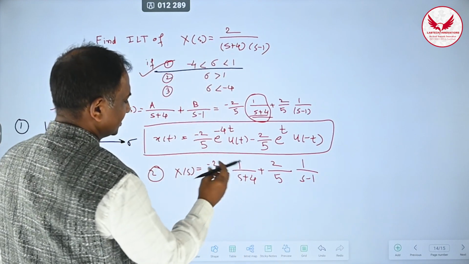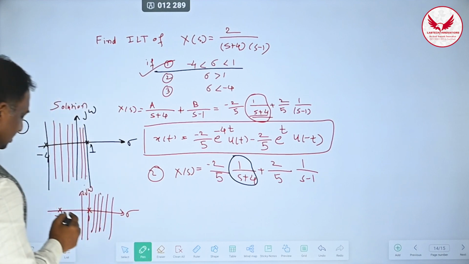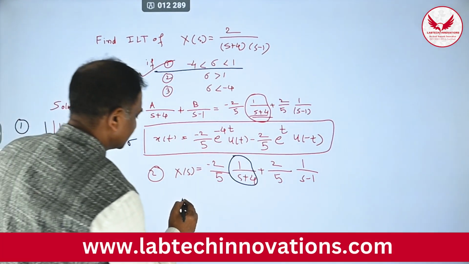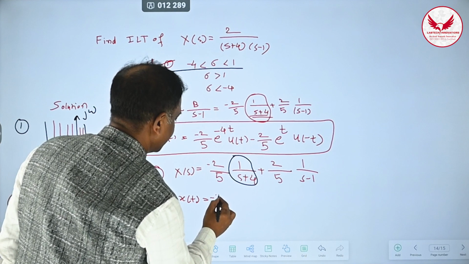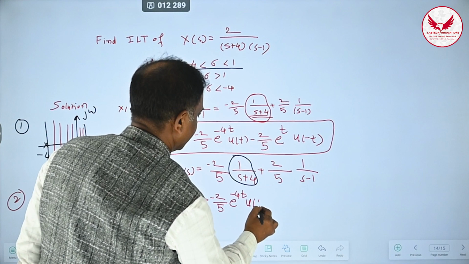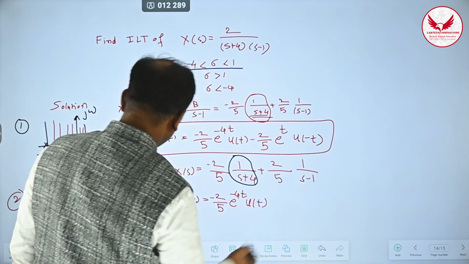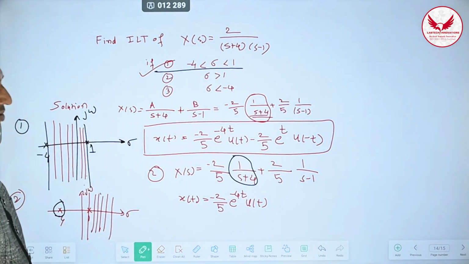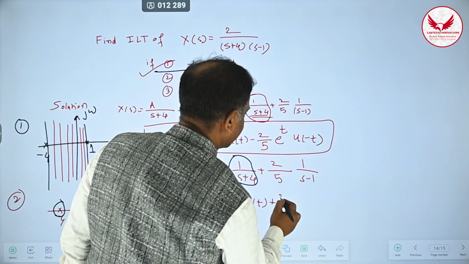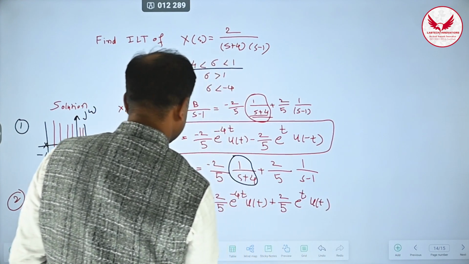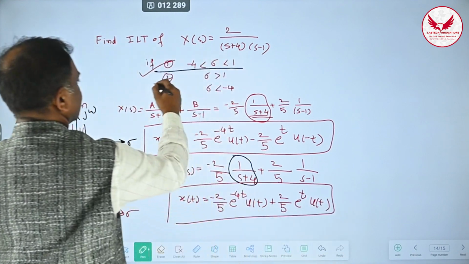For the first part of the signal, 1 upon s plus 4, the pole is here and the ROC is to the right-hand side. If the ROC is to the right-hand side, it means the signal is causal. So x of t is equal to minus 2 upon 5 e raised to minus 4t into u of t. Next, for s equal to 1, the ROC is also to the right-hand side, which means that signal is also causal, so its inverse Laplace transform will be 2/5 e raised to t into u of t. So this is the inverse Laplace transform for the second problem.